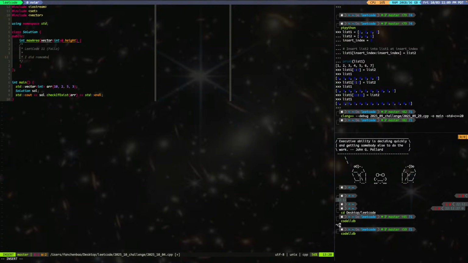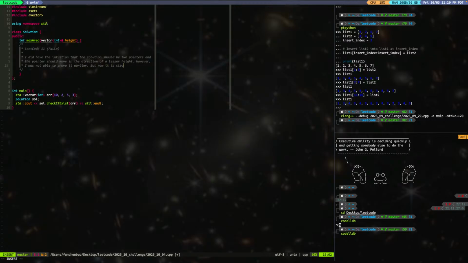I did remember, or I did have the intuition that the solution should be two pointers, and the pointer should move in the direction of a lesser height. However, I was not able to prove it earlier, but now it is clearer.